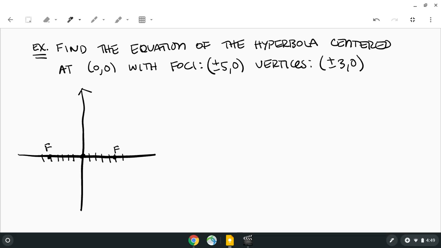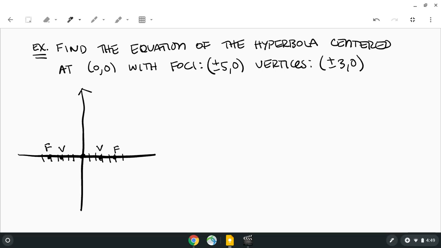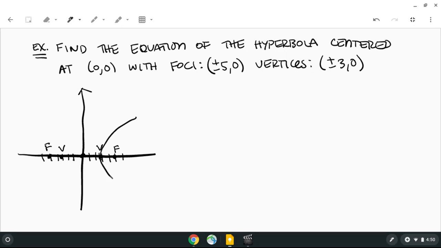Vertices at 3, 0. 1, 2, 3. I'm going to put a V there so I can keep track of everything. And -3, 0. 1, 2, 3. Just by looking at that, I can already see which way my branches are opening, right? Since that's a vertex and that's a focus, then I know it's doing this. And since this is a vertex over here and that's a focus, then I know it's opening to the left.